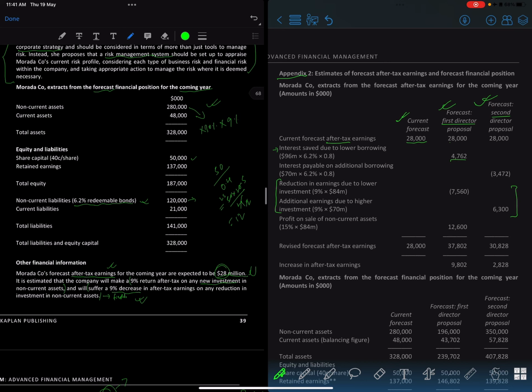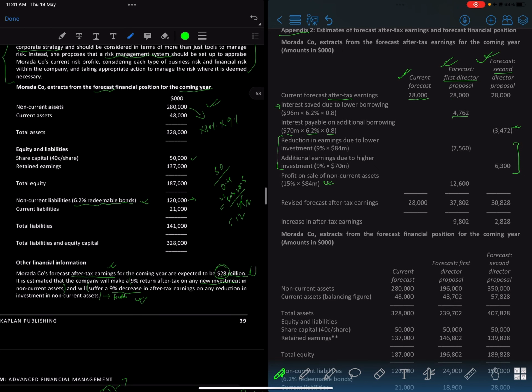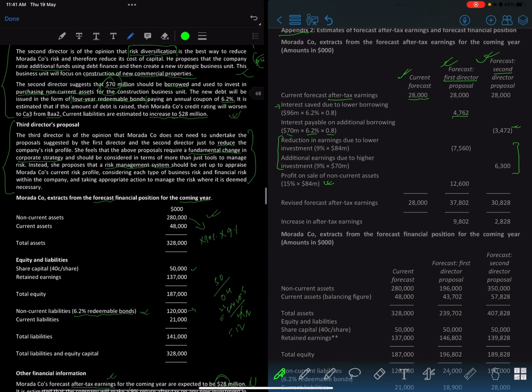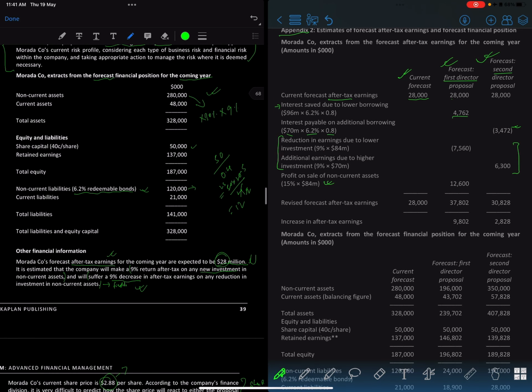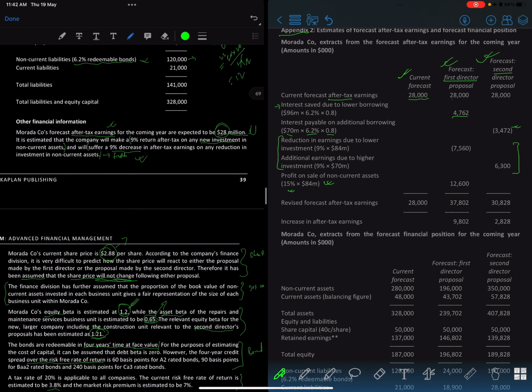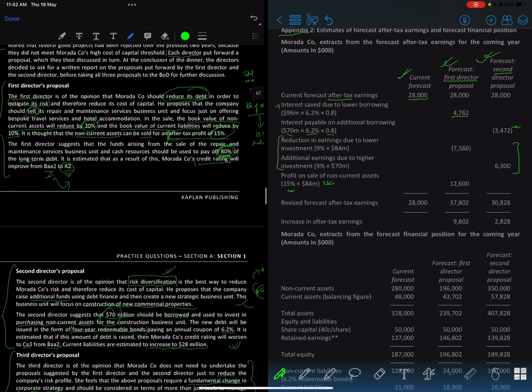Okay, another thing is profit on sale. Remember I said a markup of that much. How much was that? 28,000 into 30%, right? 280,000 into 0.3, so 84,000. So 84 million into 15%, right? So there was a markup somewhere. Where was it? I think it's in the first proposals. I think after tax profit of 15%, right? After tax profit. Okay, so that's for the first director's.